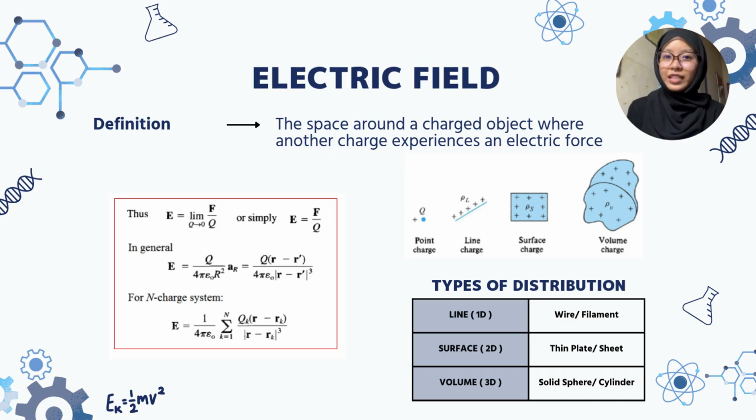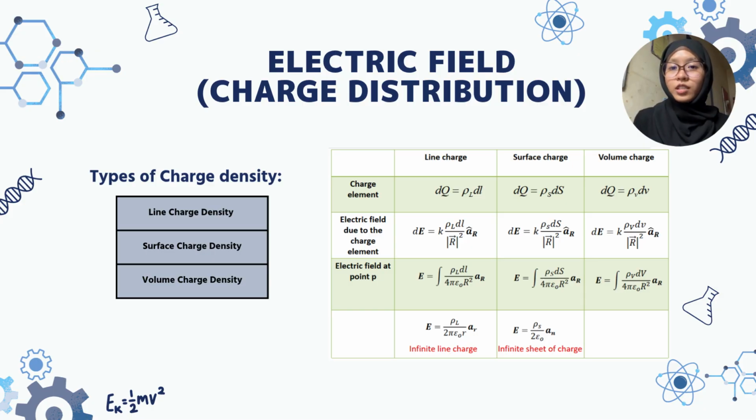Next, the electric field is defined as a spatial region around a charged object where another test charge experiences an electric force. Depending on the physical arrangement, charge can be distributed across three geometry types: line, 1D, like a wire; surface, 2D, like a sheet; or volume, 3D, like a solid sphere. To calculate fields from continuous distributions, we use specific charge densities as summarized in the table.